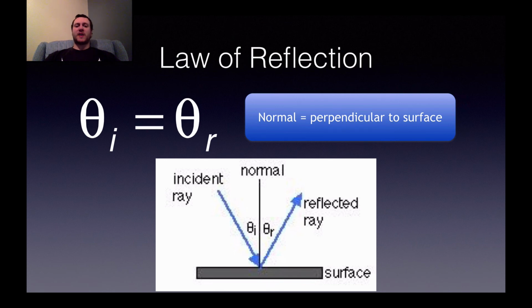And the way that we measure that is with what is known as the normal. So we notice our surface on the bottom. The normal is just an arbitrary line that is drawn perpendicular to the surface at the point where the incident ray makes contact and where the reflected ray leaves. Because where that light hits is then the same spot where it leaves. As a result of this, the incident angle has to match the reflected angle.